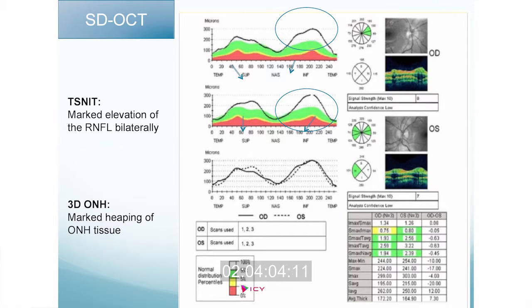The pictures on the right show that there's no contour of that 3D optic nerve. Remember, we talked about that nice contour that we would expect on the optic nerve. So you can see there's an absence here because the tissue is so swollen. So this image, this plate here, this printout gives us so much information as far as the thickness of the tissue.